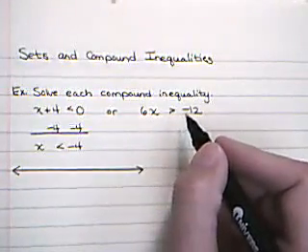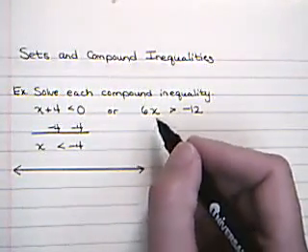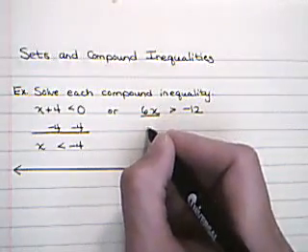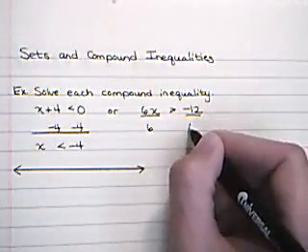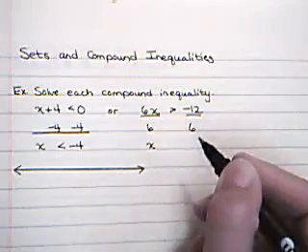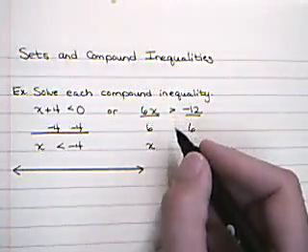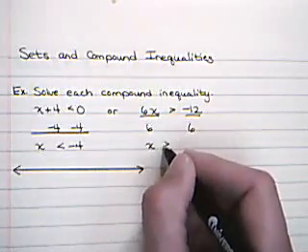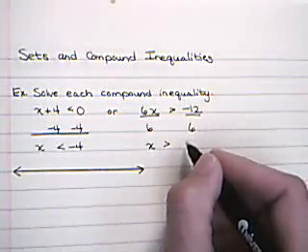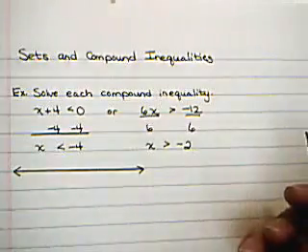For the right-hand inequality, because x is being multiplied by 6, we would need to divide both sides by 6 because we want one x on one side of the inequality and our constant on the other. So we would have x is greater than negative 12 divided by 6, which is negative 2.